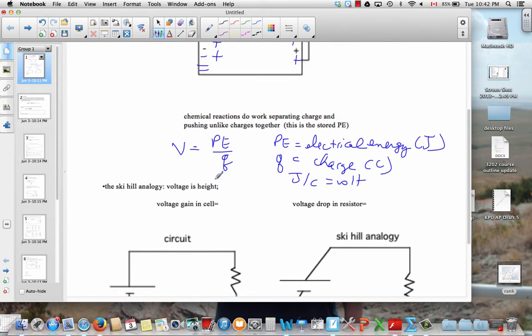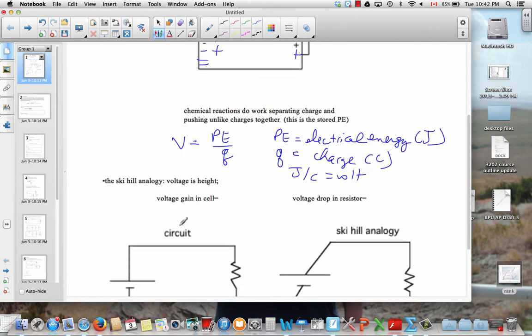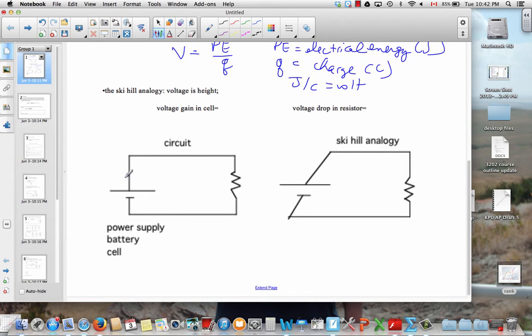Now, that's still somewhat abstract. It's helpful to have an analogy. A cell separates charge and creates potential energy, just like on a ski hill, a chairlift lifts skiers up to the top of the mountain. It separates them from the earth. So the positives and negatives in a circuit are separated from each other, just like a skier is separated from the earth by a chairlift. So the voltage gain in a cell is kind of like the height gain on a chairlift.